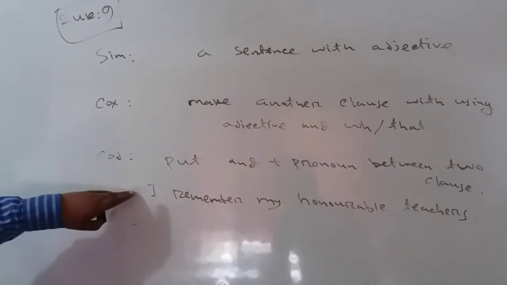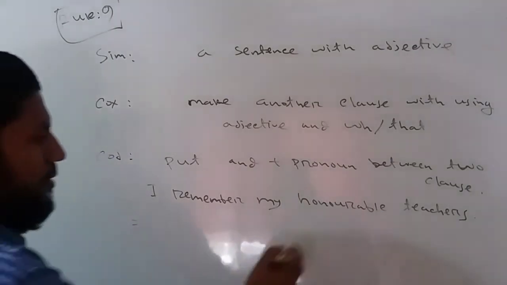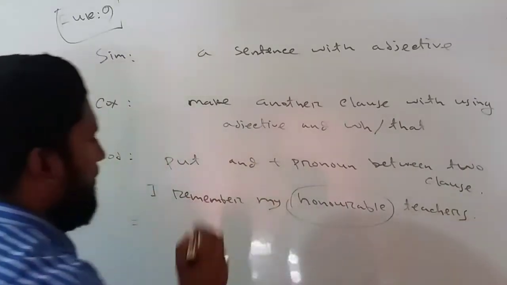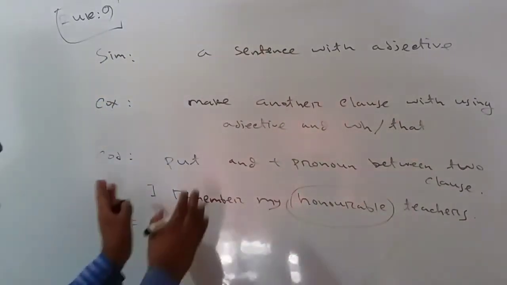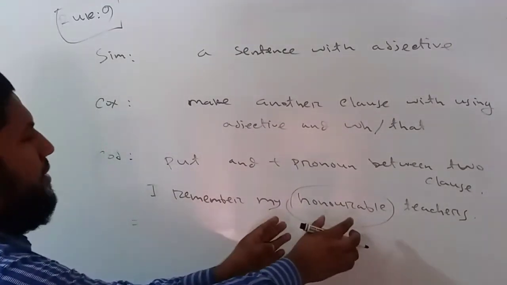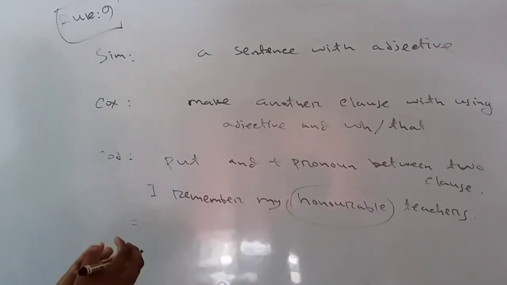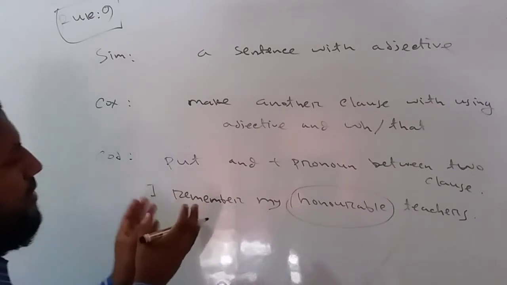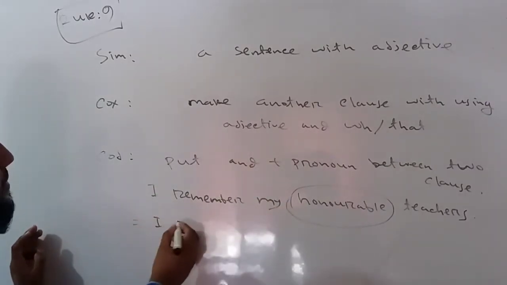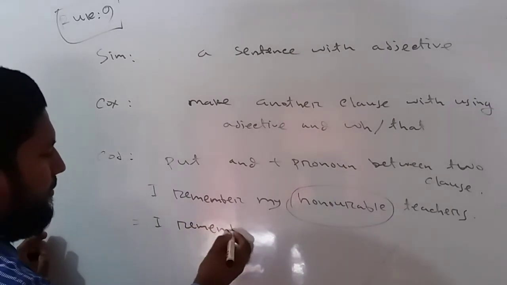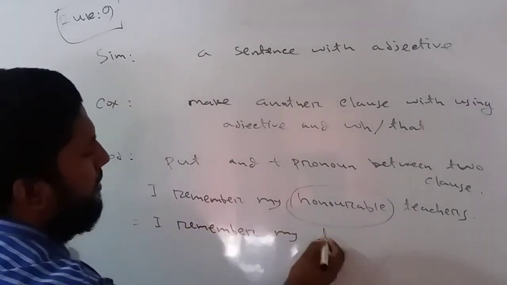This is the example of a simple sentence. This is the adjective, honorable. I remember my honorable teachers. So this is a sentence with adjective. For doing complex, we will have to write first the sentence without adjective. The first clause is: I remember my teachers.